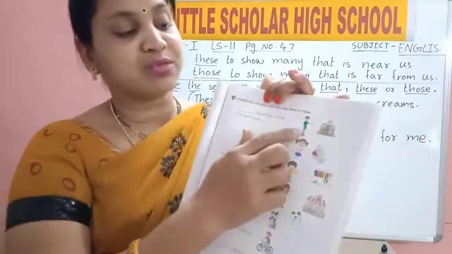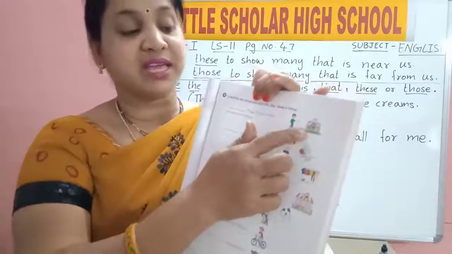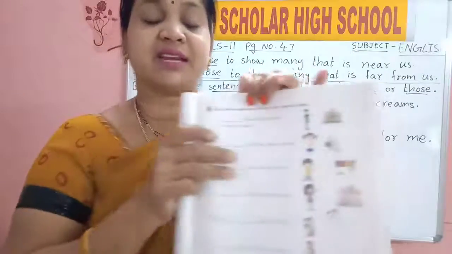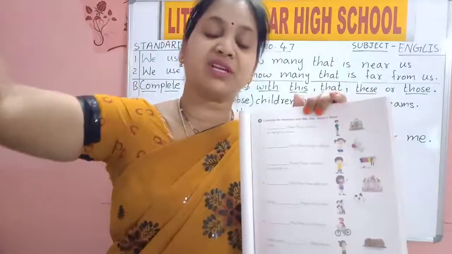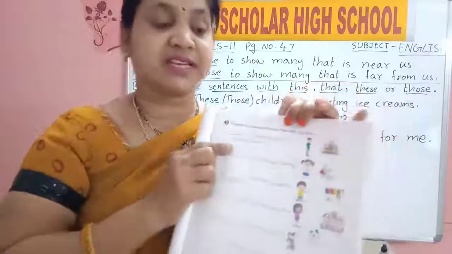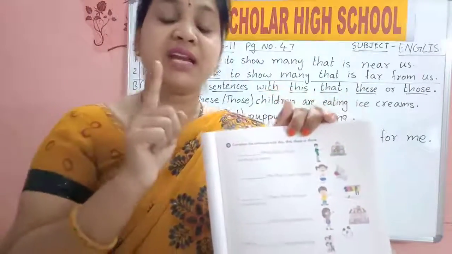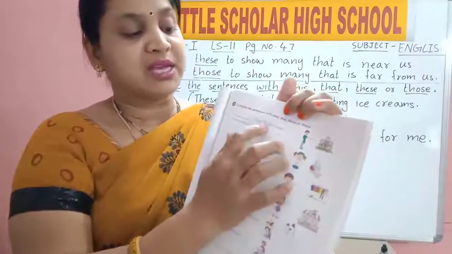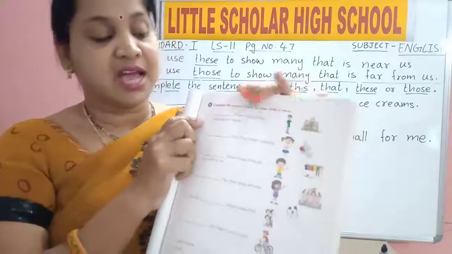Here what is this boy showing? Children are sitting in the park. So what is he saying? Blank children are eating ice cream. They are eating ice cream. What are they eating? Ice cream. So he is pointing out to children and he is saying, those children are eating ice cream, because here many children are there. Children means many. Child means one. Children means many. What is he saying? Those children are eating ice cream.